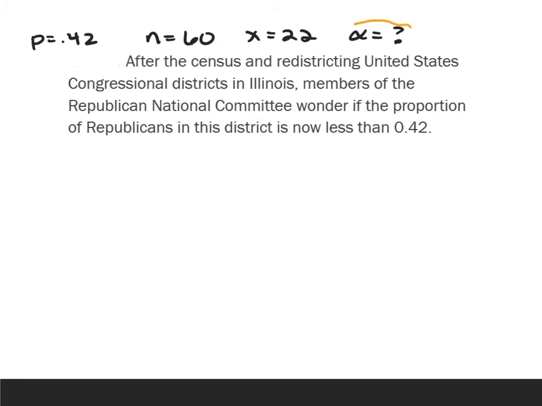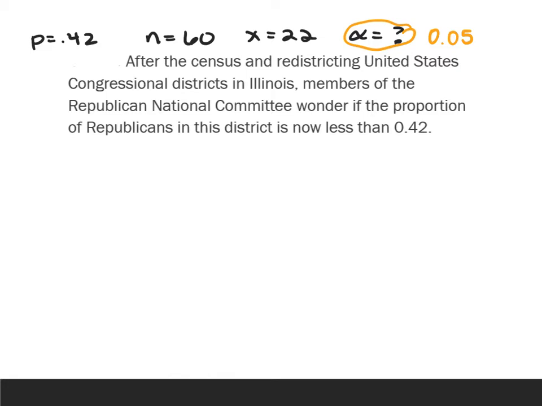Notice that we were not given a significance level, and sometimes that happens. And when that happens, a lot of times, at least in this class, you can just be safe and say 0.05, like we were doing before we knew to call it a significance level. And so we're going to assume that we need to test this at a 5% level of significance.